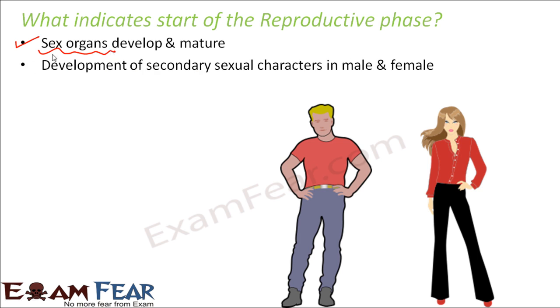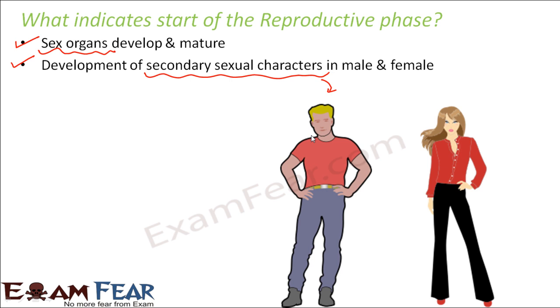Development of secondary sexual characters in male and female. That was the primary thing, the development of the primary organs which are directly involved in reproduction. Other than that, there are also certain external changes which indicate that this person is entering his or her reproductive phase. Those characters which are visible externally are called secondary sexual characters. One example is the appearance of a mustache in a male, or the appearance of a beard, or the broadening of shoulders, or the change in voice.